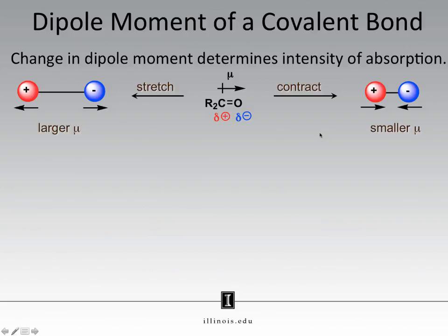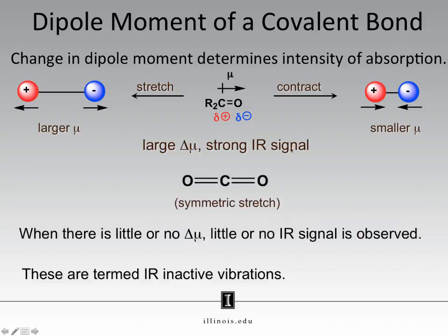As our bond stretches and contracts, we have a change in dipole moment. If we have a large change in dipole moment, a large delta mu, where delta represents change, we would have a strong IR signal. That means we would see a large peak corresponding to this bond in the IR spectrum. It may be tempting to believe that every polar bond can be seen in an IR spectrum. That's not quite true. Here I have carbon dioxide. Carbon dioxide has a carbon-oxygen double bond to the right and a carbon-oxygen double bond to the left. These bonds are polar. Carbon is delta positive, whereas the oxygens are delta negative.